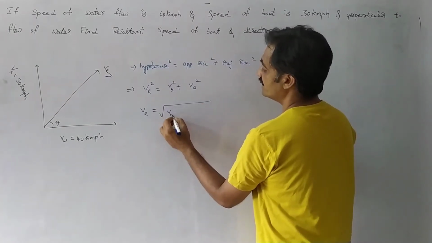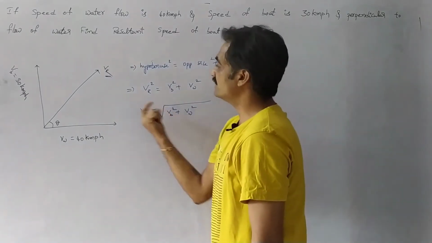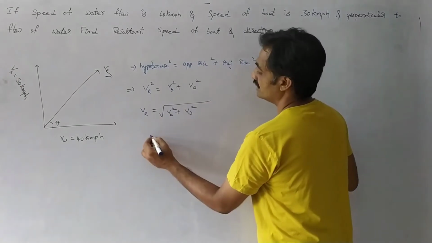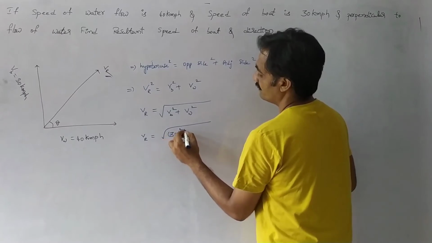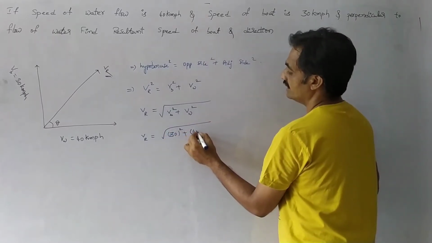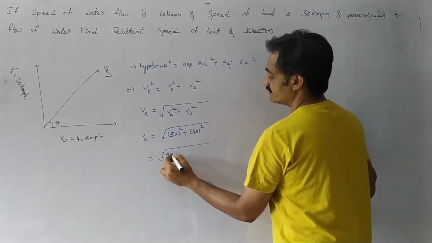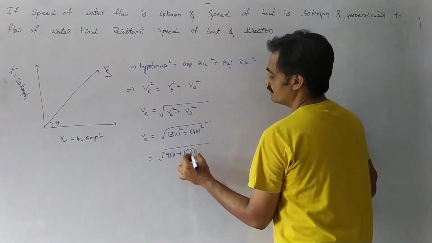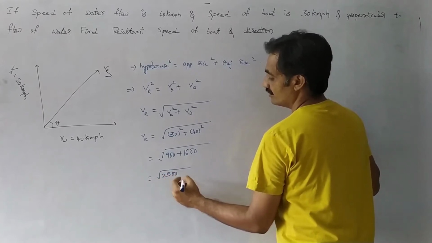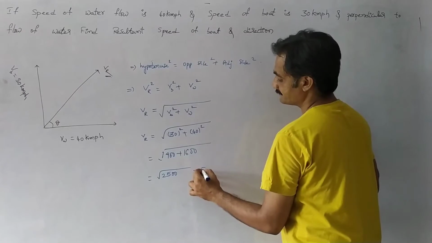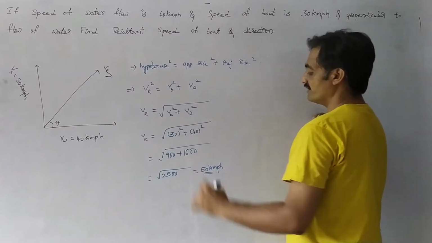Now based on that, we have to find the resultant speed, where resultant speed equals under root of speed of the boat square plus speed of water square, where the speed of the boat is 30 km per hour. Based on that, we can write 30 square plus speed of water 40 square. We know that 30 square is 900 plus 40 square is 1600. 1600 plus 900 equals 2500, and under root of 2500 is 50. So the resultant speed of the boat with respect to water is 50 kmph.